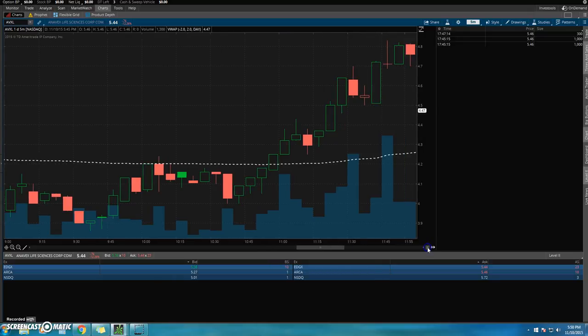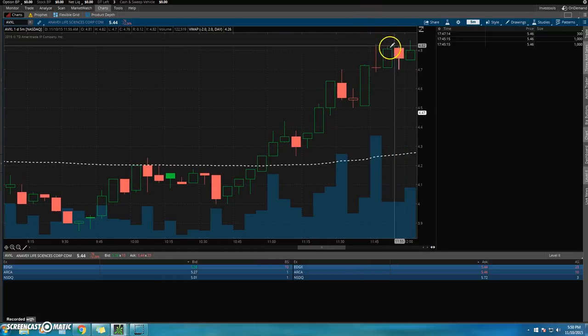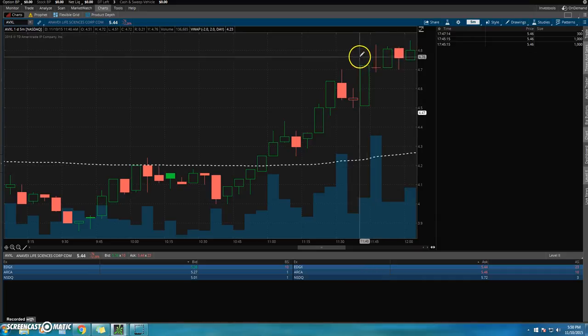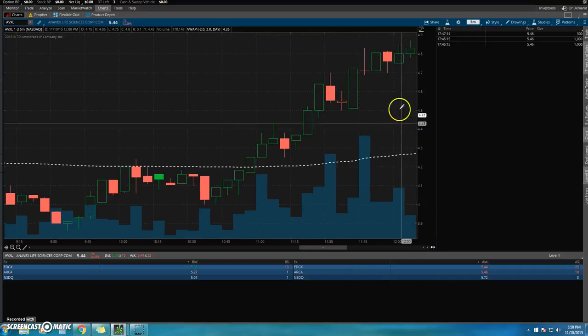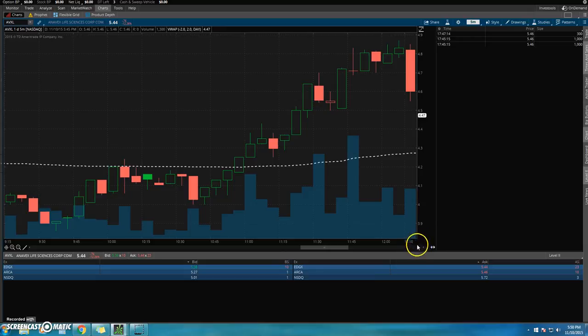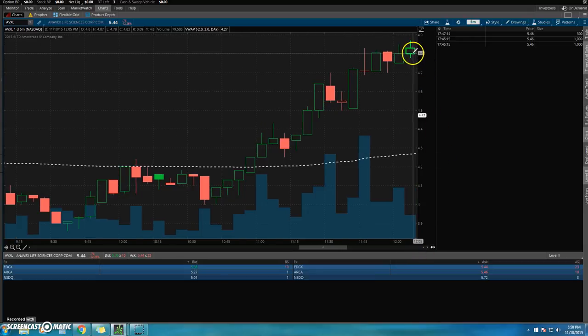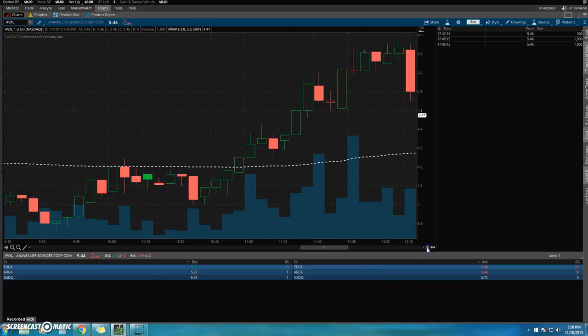I want to go to this little flag pattern right here. As you can see, it started flagging right across here. I was looking for it to go up a little bit more. I started raising my stop. It was actually this candle right here where I started putting in my stop at 4.80. And as you can see, on the next candle I got stopped out at 4.80.